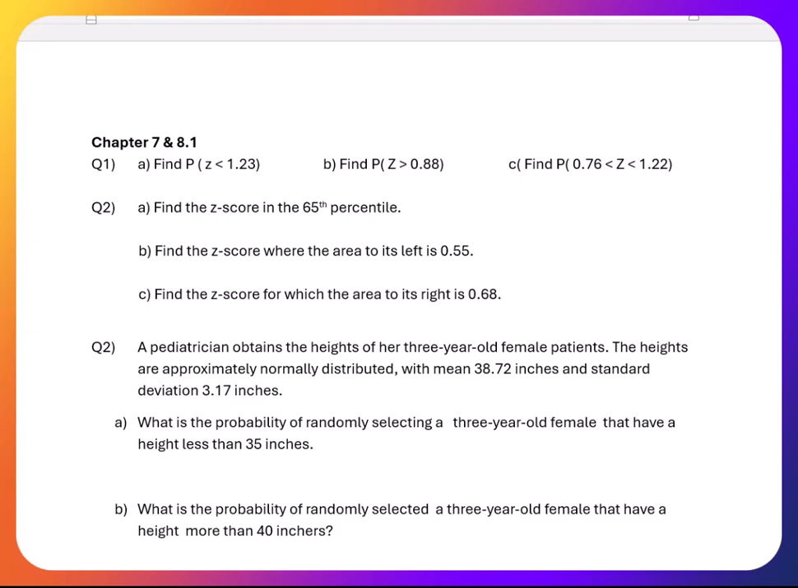If he asks you to find the probability of z less than 1.23, which means the area to the left of z equal 1.23 under the normal curve, under the bell-shaped curve, here is how you do it. First of all, using StatCrunch, and then we'll go to the calculator.